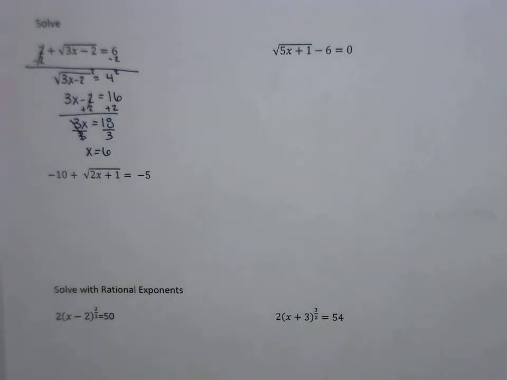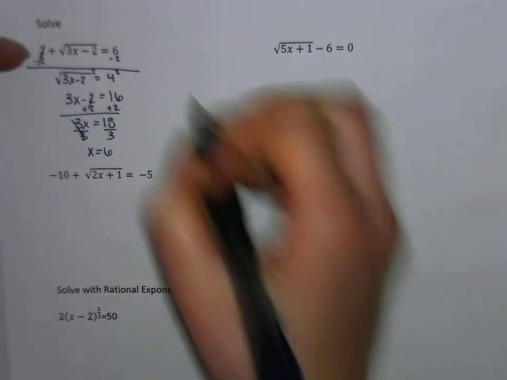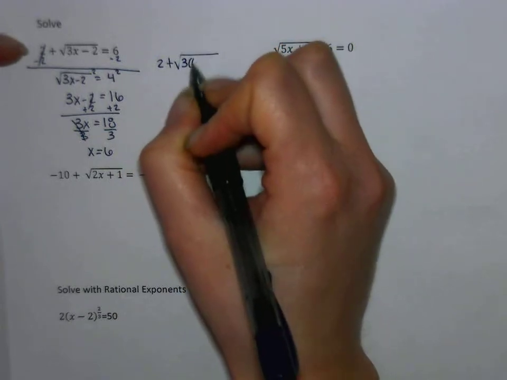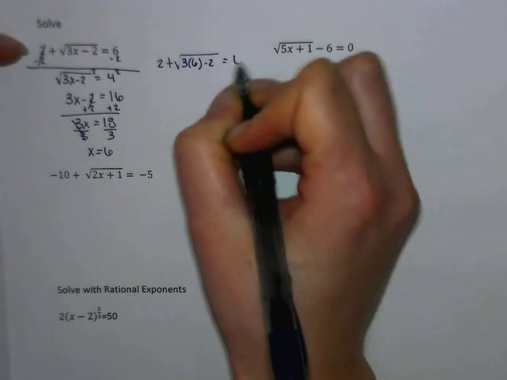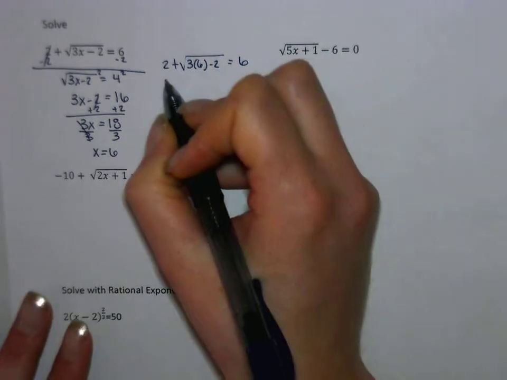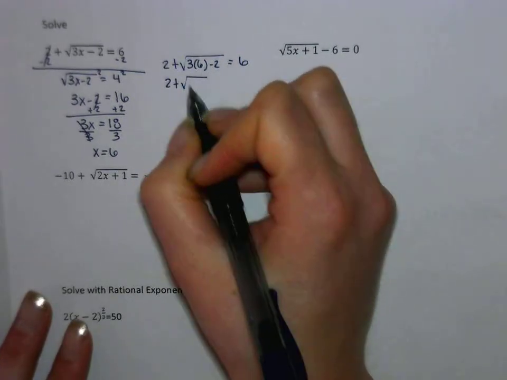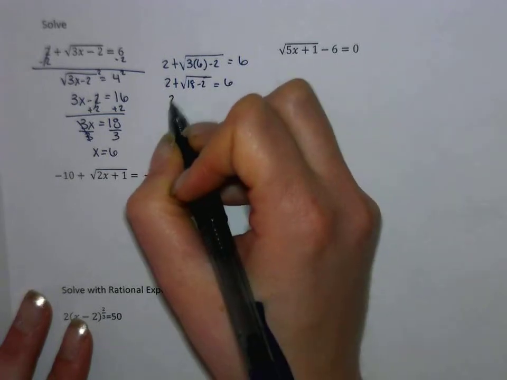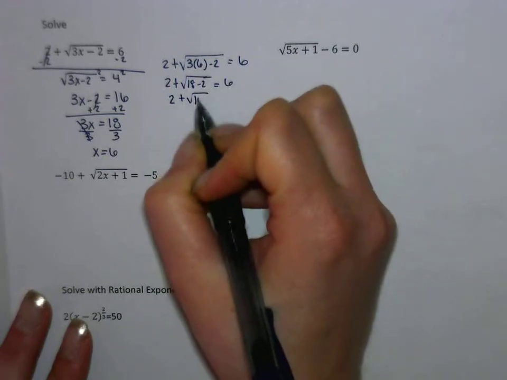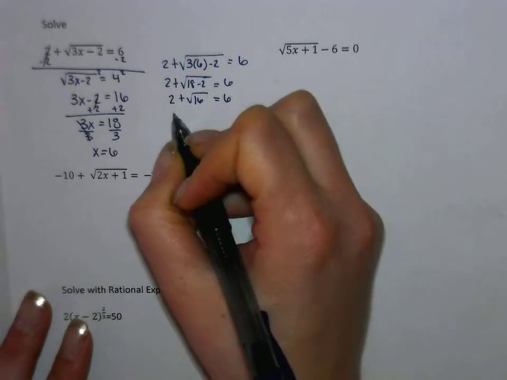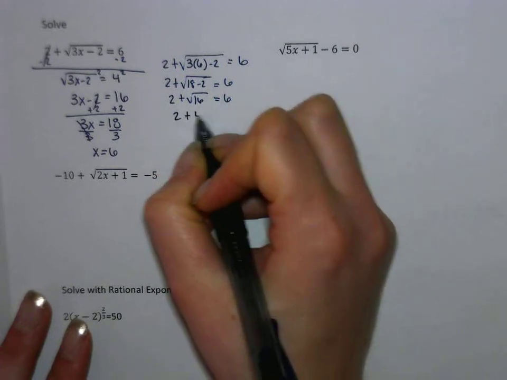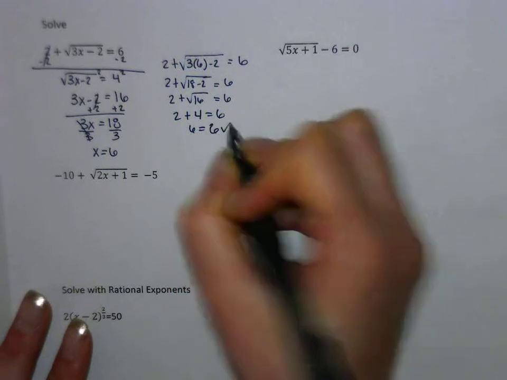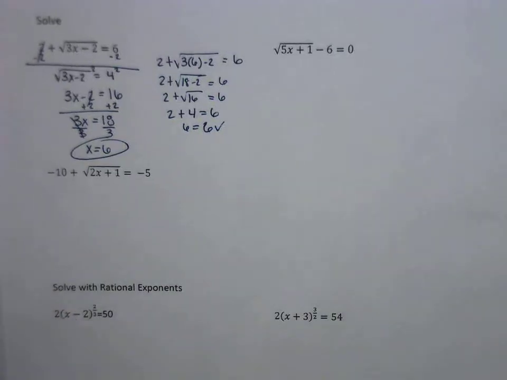Just to make sure we solved this correctly, we're going to check our answers. So we have 2 plus the square root of 3 times 6 minus 2, and it will equal 6. So 3 times 6 is 18. And 18 minus 2 is 16. The square root of 16 is 4, and 2 plus 4 is 6. So it's true, so x equals 6.